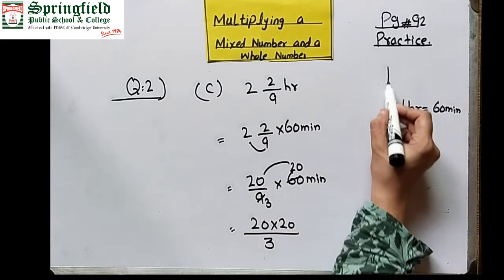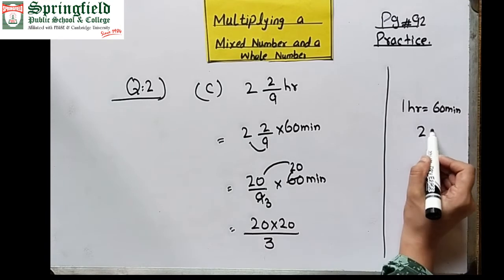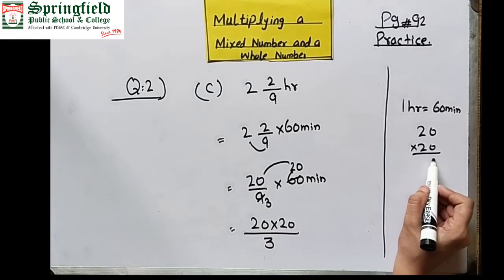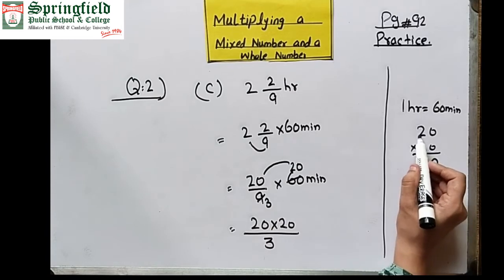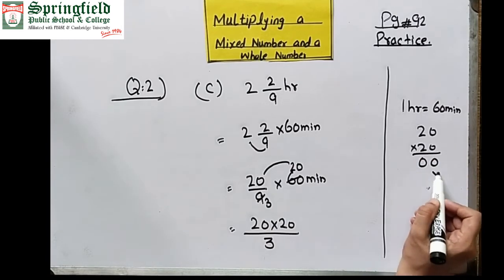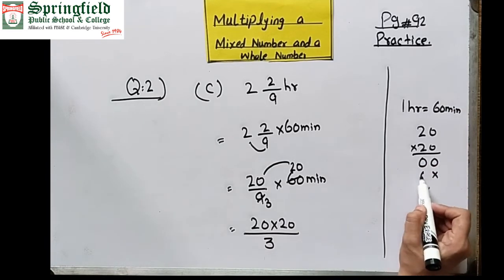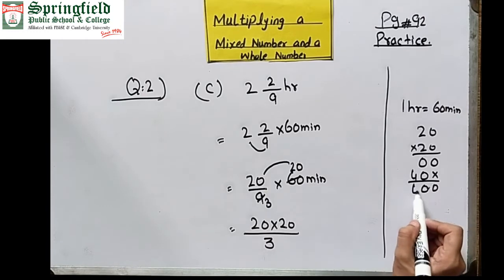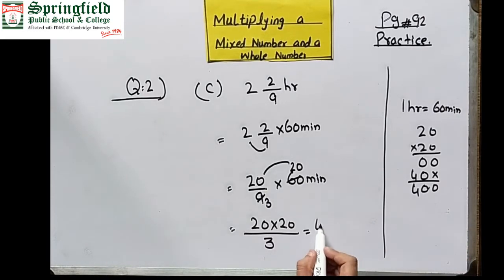So beta, 20 multiply 20, what will be the answer? 0 multiply with 0, 0. 0 multiply with 2, 0. Any number multiplied with 0, the answer will be 0. Multiply 2, multiply 0, 0. 2 twos are 4. So 0, 0, 4. It means 400. 400 divided by 3.